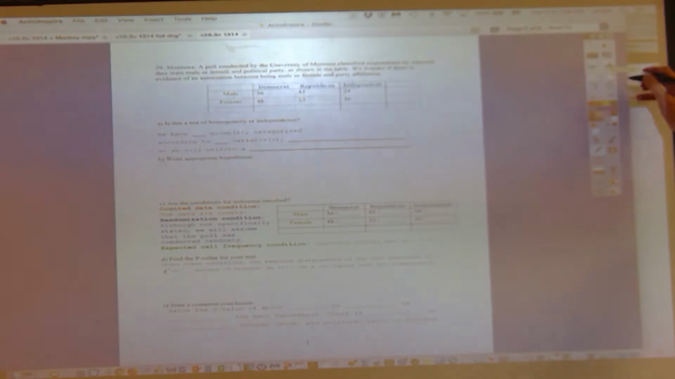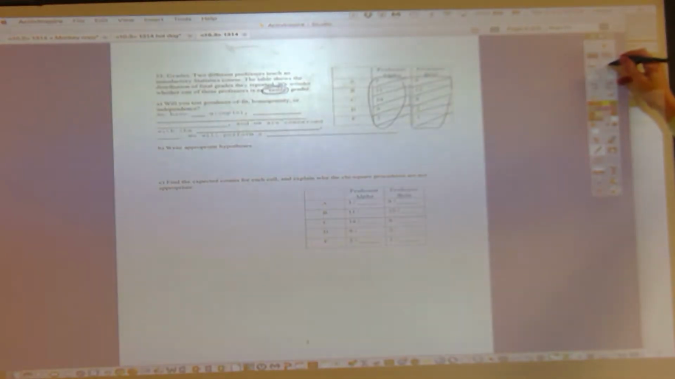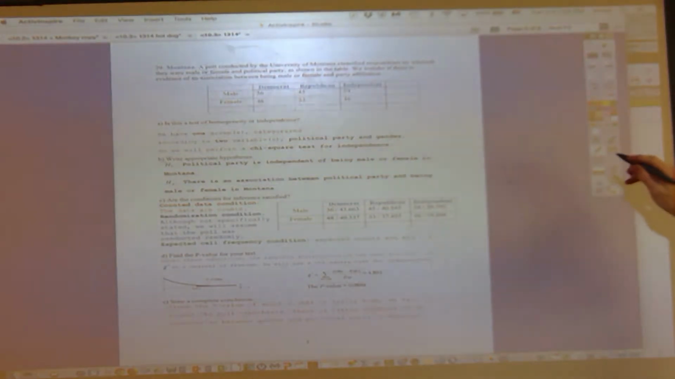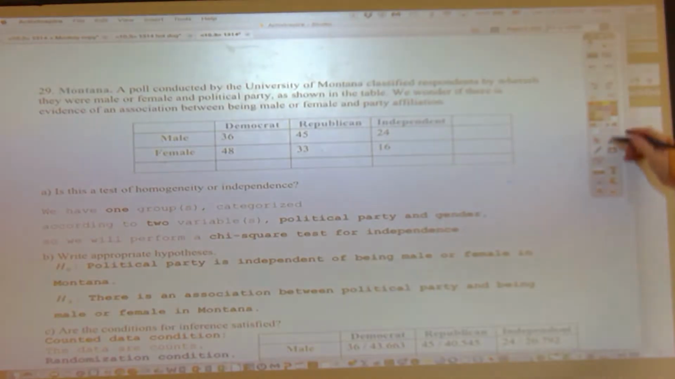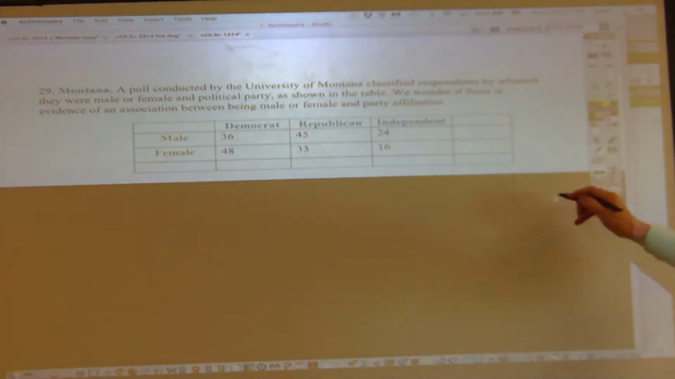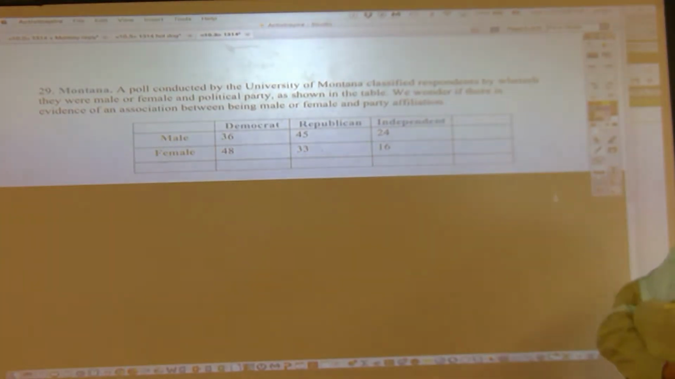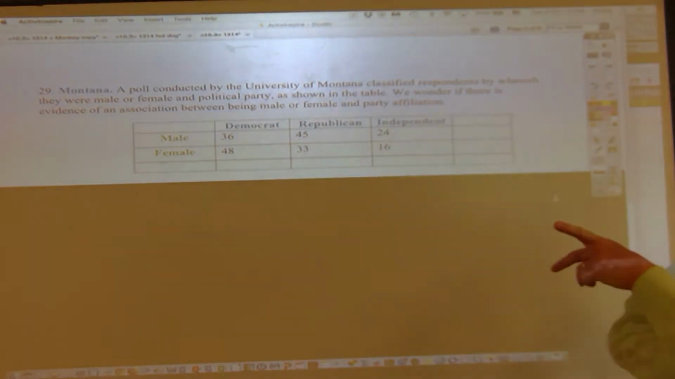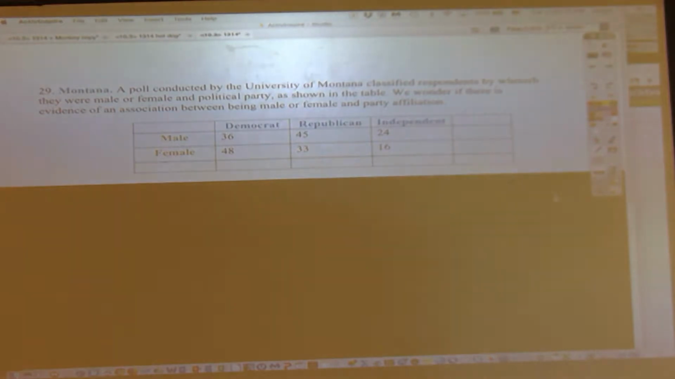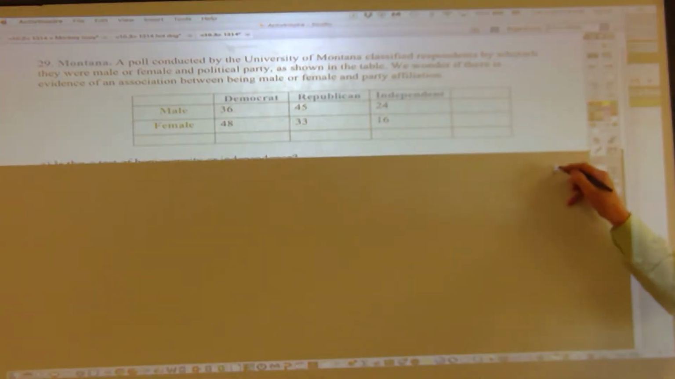In this one, in terms of interesting information and interesting problems to ponder, I just want to point out that in problem 29, the Montana problem, we have a poll conducted by the University of Montana, classifying respondents by whether they're male or female, and political party is shown. We wonder if there's evidence of an association between gender and party. This is just a straightforward Titanic problem.